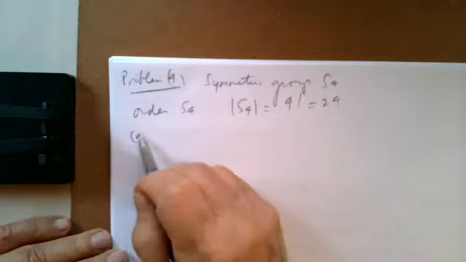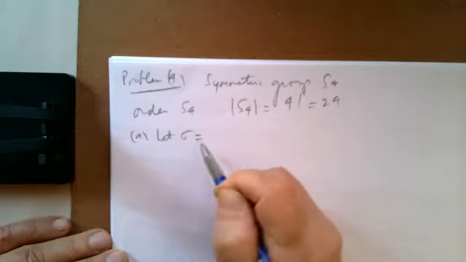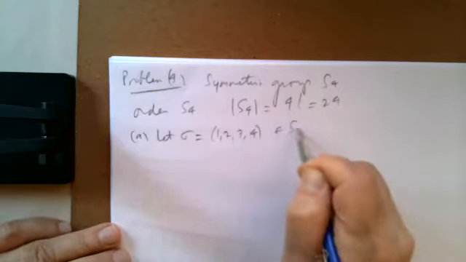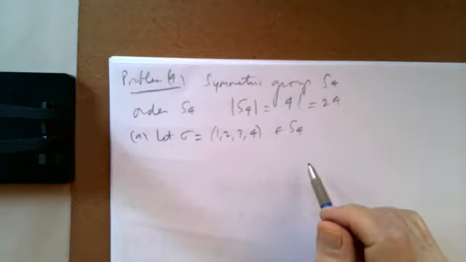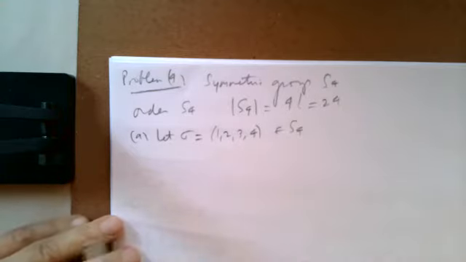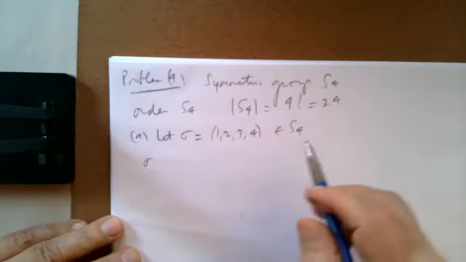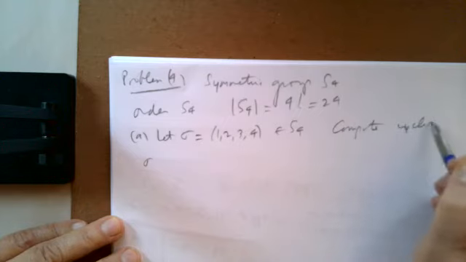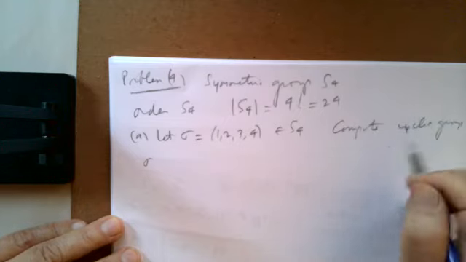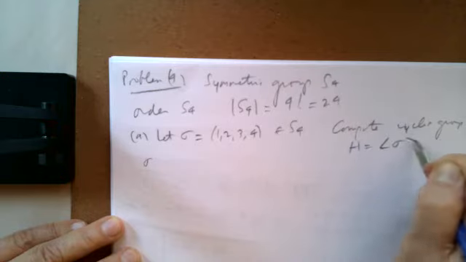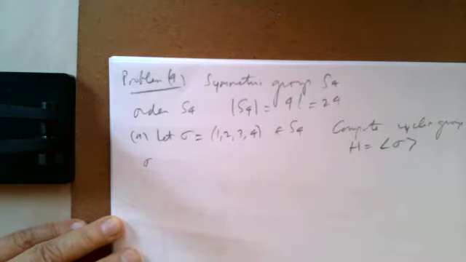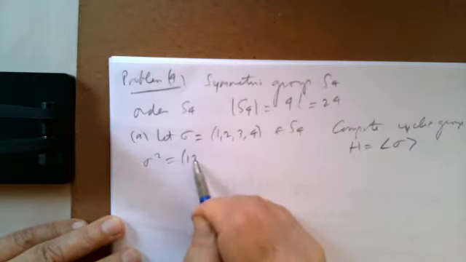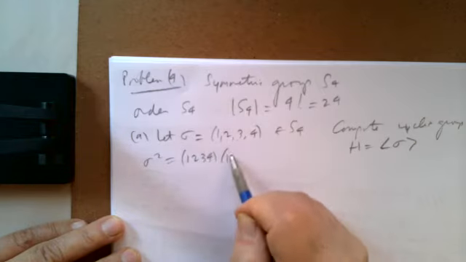Well, in part A, we let sigma be the cycle 1, 2, 3, 4 in S4. And you can calculate what is sigma. So we want to compute the cyclic group H generated by this permutation sigma. So it consists of the powers of sigma. What is sigma squared? It's 1, 2, 3, 4 composed with 1, 2, 3, 4.